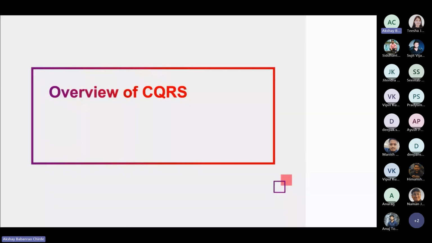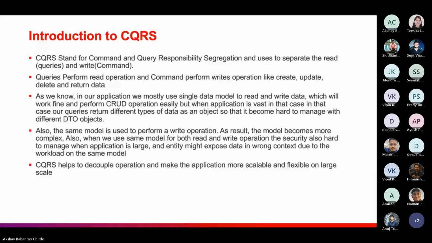So we will go with the introduction of CQRS. CQRS stands for Command and Query Responsibility Segregation and is used to separate the read and write operations. The queries perform read operations, and the commands perform write operations like create, update, and delete of the data. And as we know, in our applications, we mostly use a single data model to read and write the data, which will work fine.